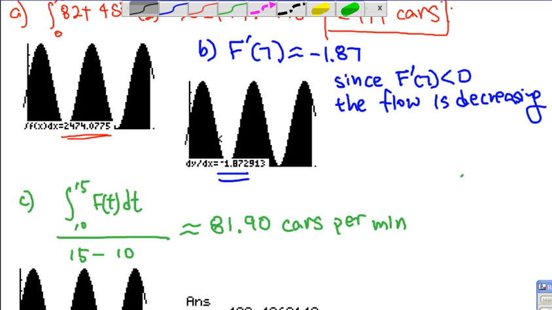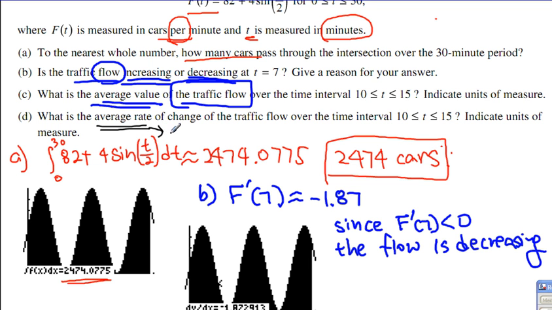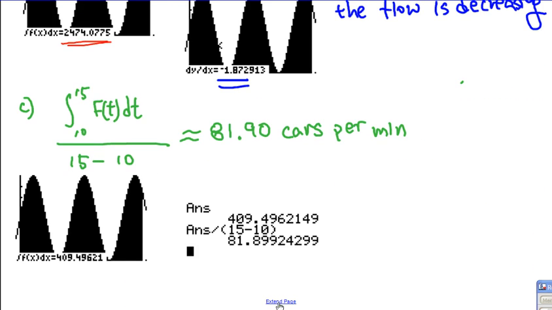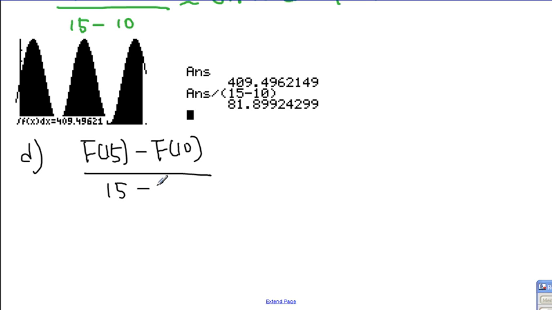Now let's go for D. What is the average rate of change? Average rate is basically the slope of the secant line. You see? Average many times represents the slope of the secant line. Now, average rate of the change of the traffic flow. Basically, we're talking about the same thing, but we're looking at the slope between these 2 points. So therefore, number D here will end up getting f of 15 minus f of 10, divided by 15 minus 10.